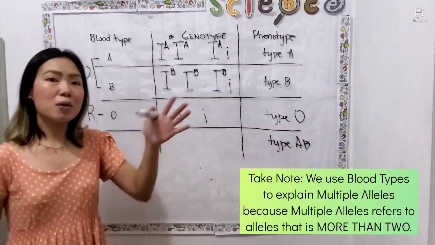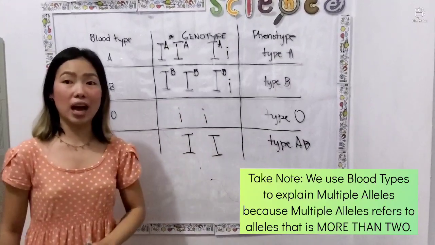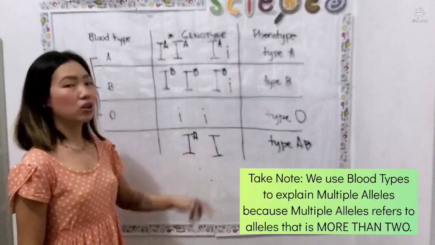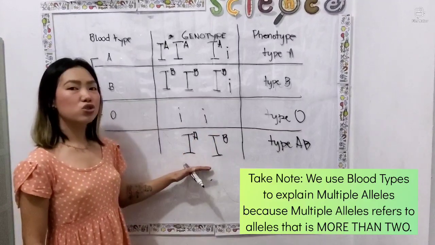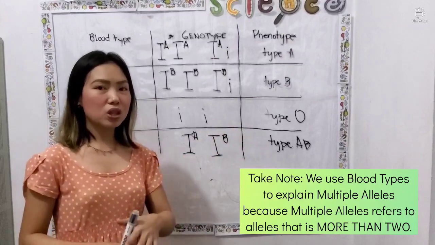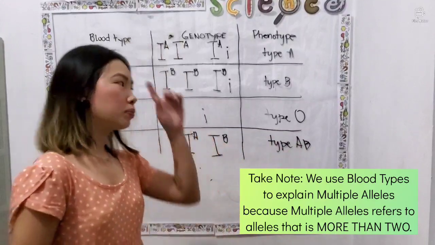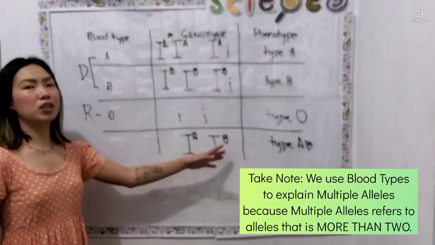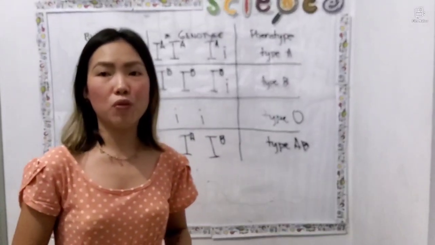In the blood type AB, we have 2 capital letters of letter I. One letter I will be as A, and the other letter I will be as B. So that would be the genotype for the blood type AB. Kasi yung blood type AB is a combination of a blood type A and a blood type B. Nung pinag-combine silang dalawa, one letter I is for the A and the other one is for the B. So this would be the genotype and the phenotype for the blood.